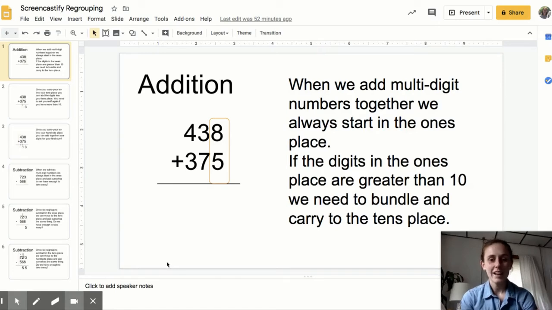Hi everyone. Today I'm going to share with you a math mini lesson to give some reminders about adding and subtracting with regrouping. So we're going to start with addition. I have 438 plus 375.